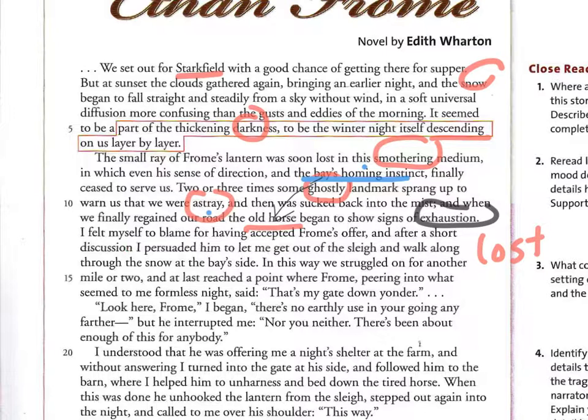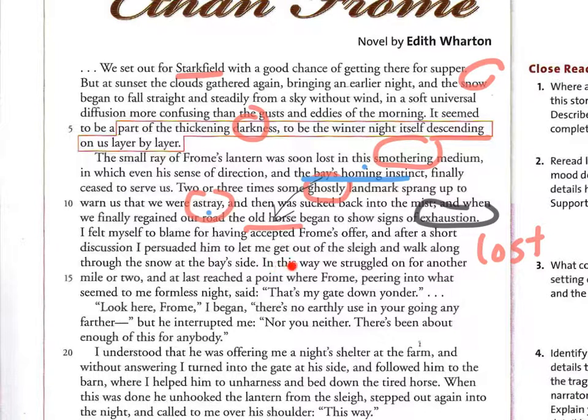I felt myself to blame for having accepted Fromm's offer, and after a short discussion, I persuaded him to let me get out of the sleigh. So we're in a horse-pulled sleigh, right? Like the song Jingle Bells. Dashing through the snow in a one-horse open sleigh. Okay.